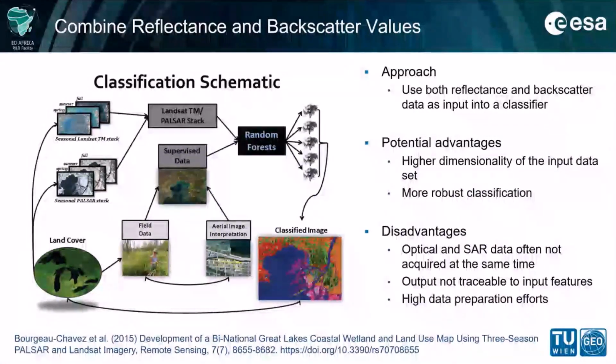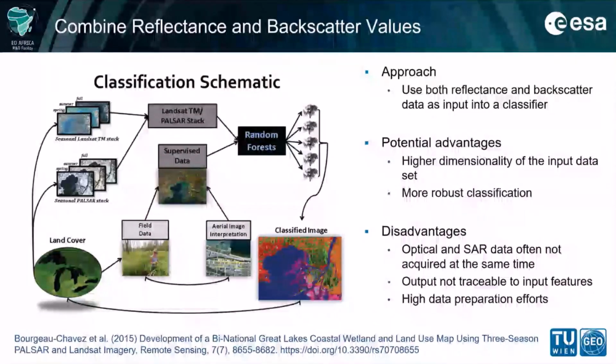You also use training data from field observations, and then you make your classification. The potential advantage of this approach is that, thanks to the higher dimensionality of the input data set, you get a more robust classification that also achieves a higher accuracy than if you used each data set by itself. A disadvantage is that the optical and the SAR data are often not acquired at the same time, which might mean you're not seeing the same surface water area.